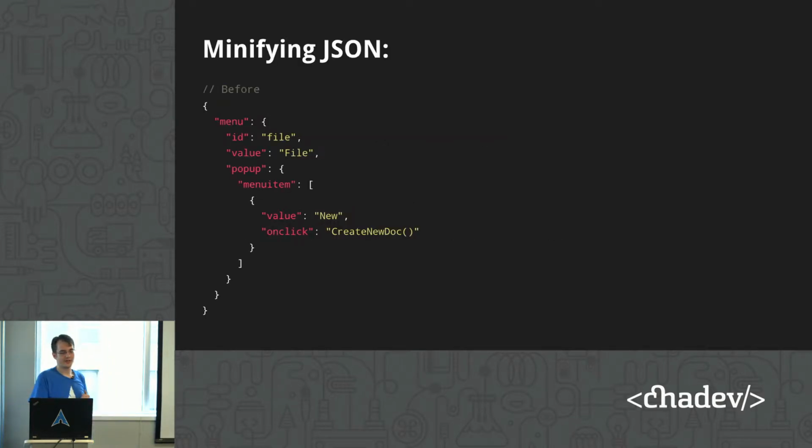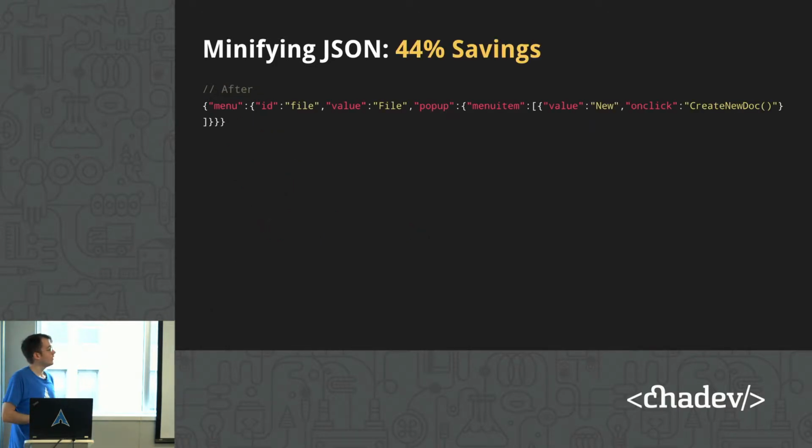Just a brief example of JSON data. It's kind of dense by default because we've got curly braces and square brackets instead of the big bulky XML tags. So we're going to get a pretty significant amount of savings by just removing white space. There's an example. After running it through JSON stringify, we get 44% savings. That's pretty significant.